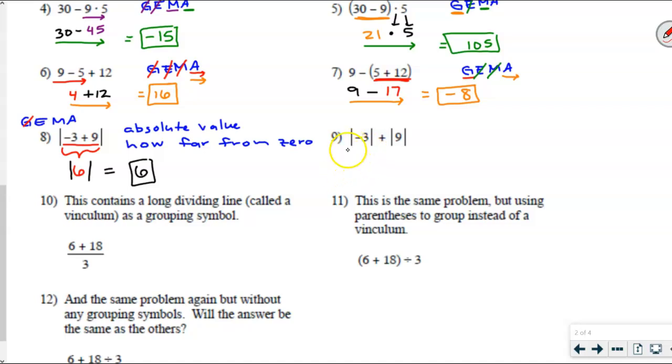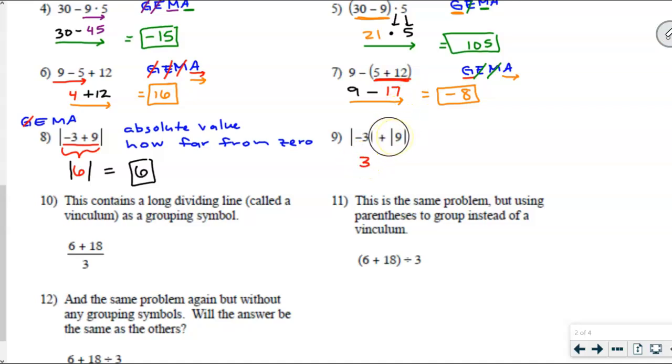What is the absolute value of negative 3? What does it mean? Aaliyah? It's 3 away from 0. How far away is negative 3 from 0? It's 3 away. So the absolute value of negative 3 is 3.